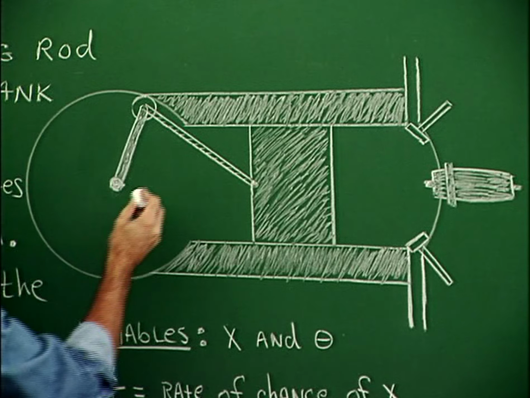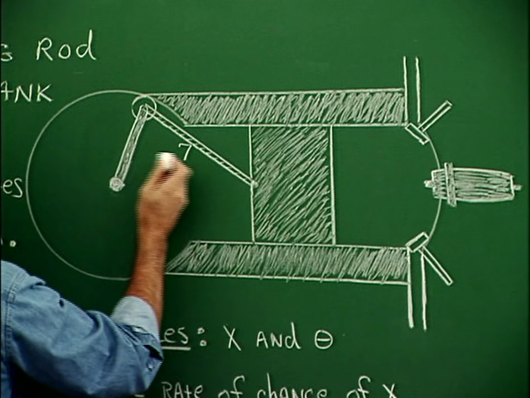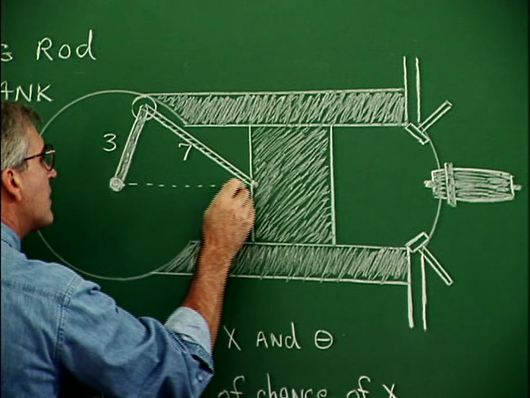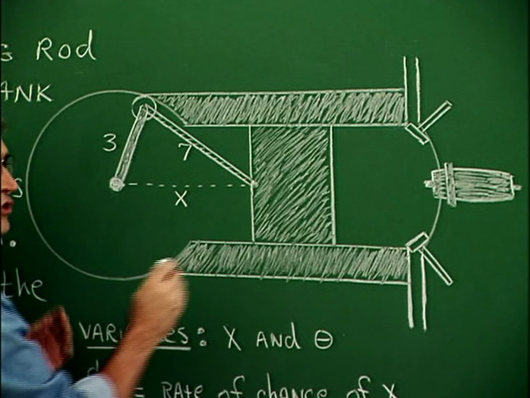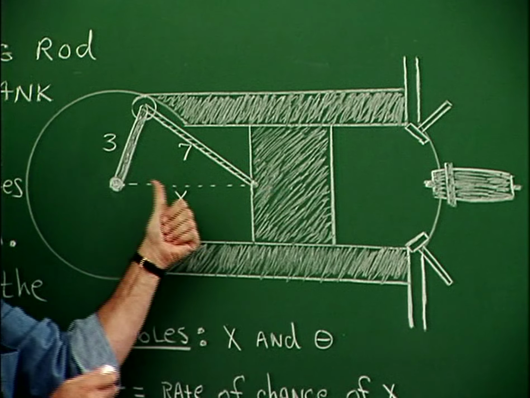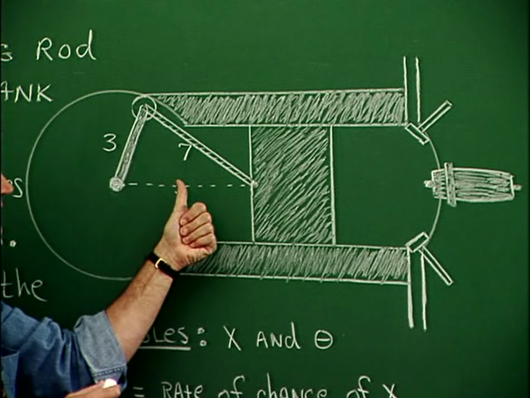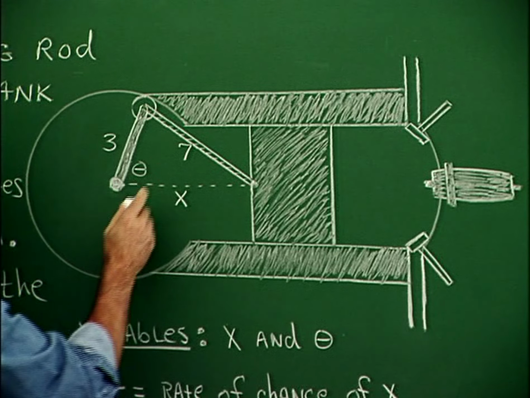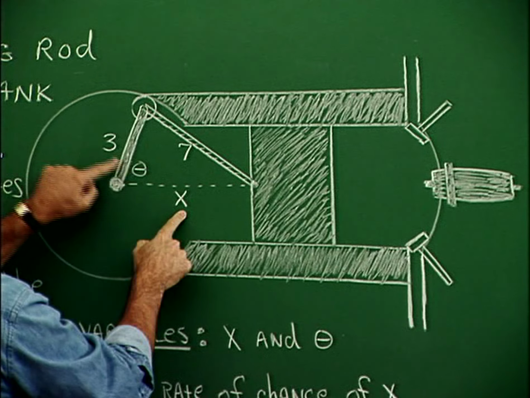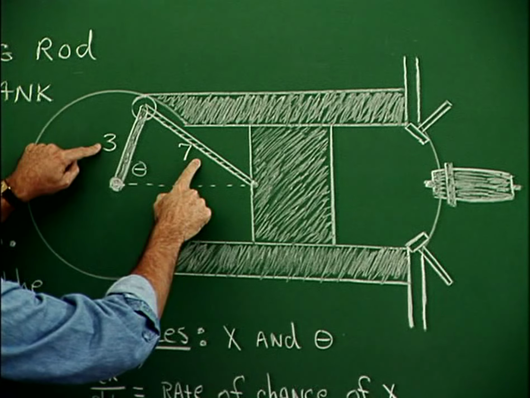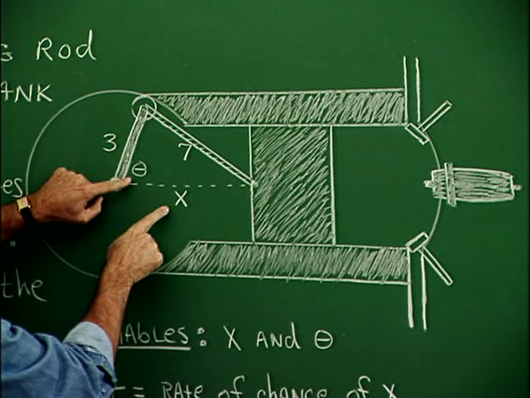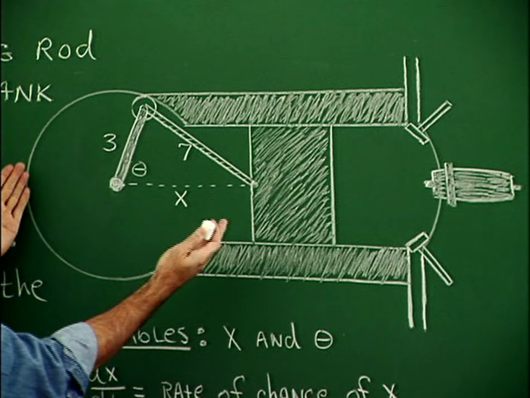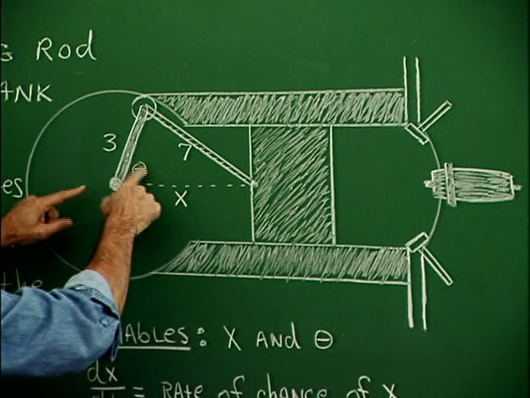Anyway, in this problem, we have a situation where we have a 7-inch connecting rod, a 3-inch crank, and it is this distance x that's changing as the piston moves this way inside the cylinder. All right, and this is the angle theta that's being referred to. So theta is changing, x is changing. Now the 3 and the 7 are constant in this situation, but it's a very dynamic situation with theta and x.